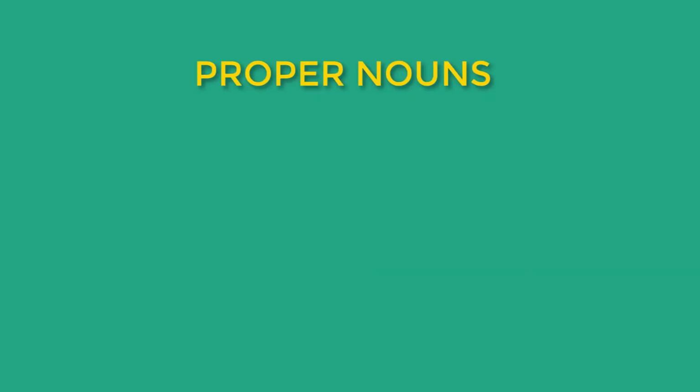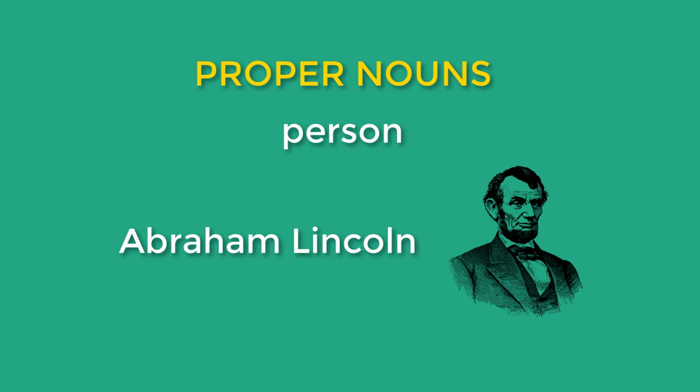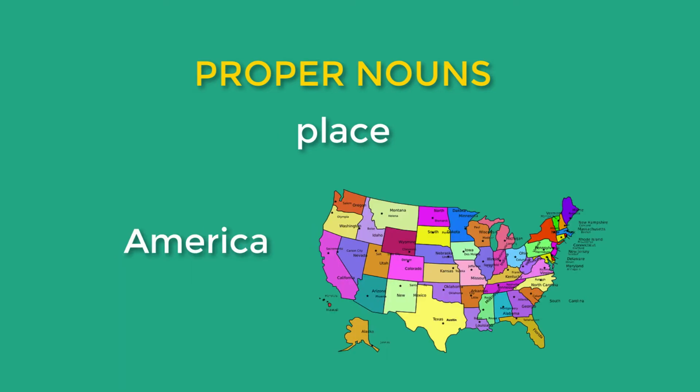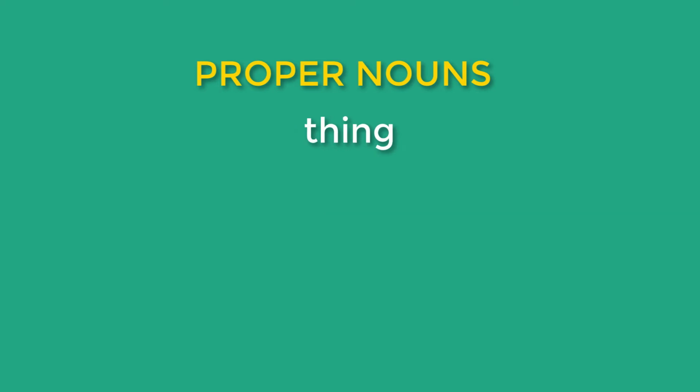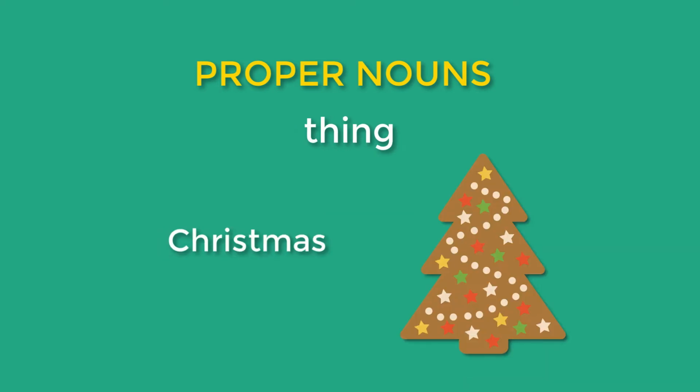A proper noun is the name of a particular person, like Lincoln, of a particular place, like America, or a thing, such as Monday or Christmas.